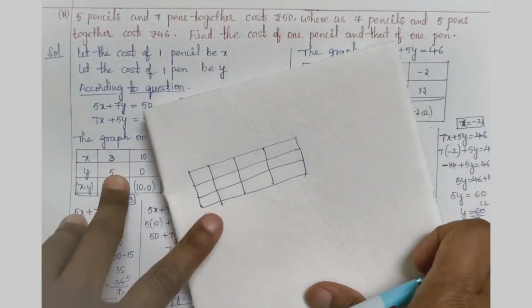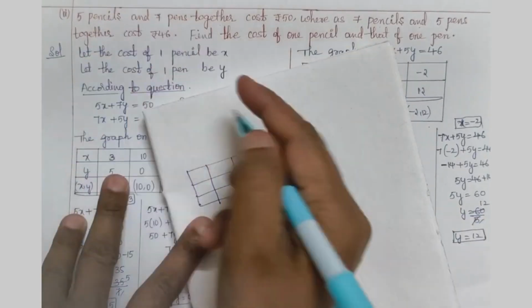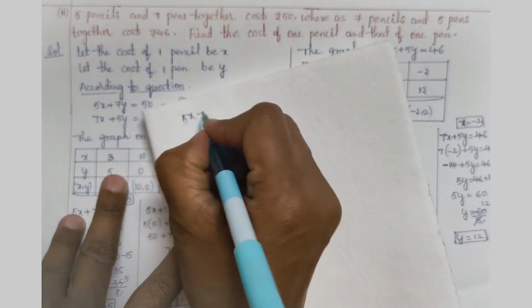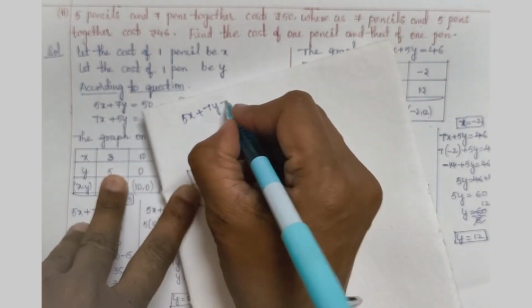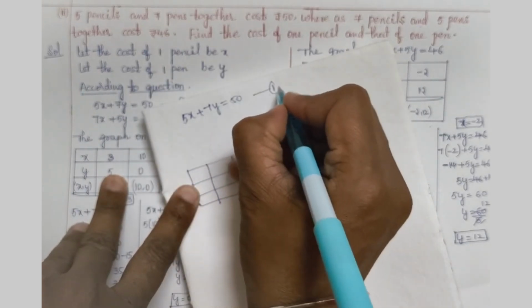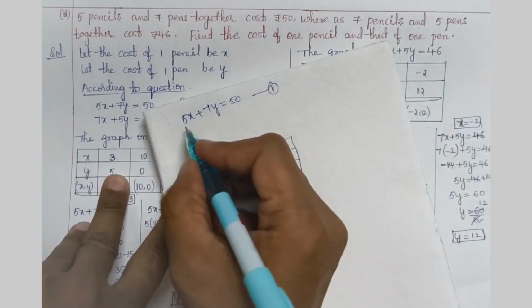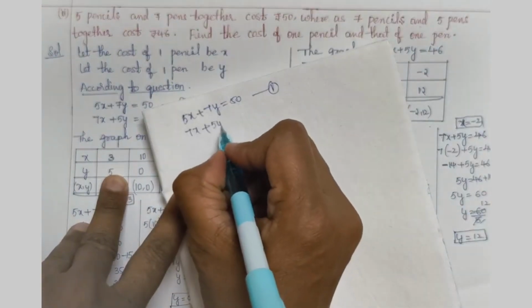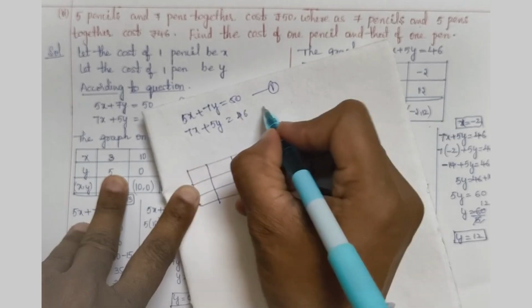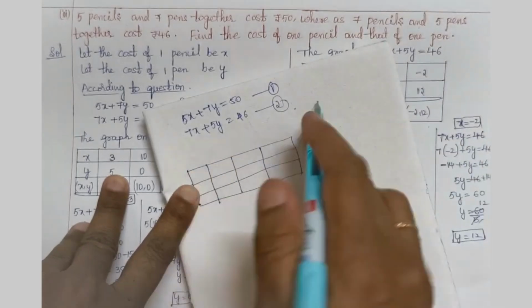So what are the equations? 5 pencils means 5x, and 7 pens means 7y. 5 pencils and 7 pens together cost 50 rupees. This is the first equation. Next, 7 pencils means 7x, and 5 pens means 5y, which together cost 46 rupees. This is the second equation.